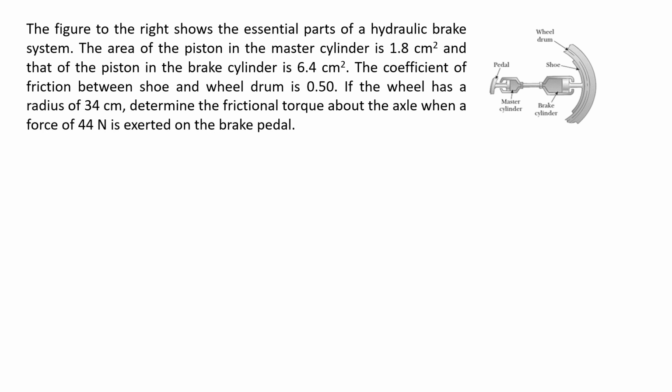The figure to the right shows the essential parts of a hydraulic brake system. The area of the piston in the master cylinder is 1.8 centimeters squared, and that of the piston in the brake cylinder is 6.4 centimeters squared. The coefficient of friction between the shoe and the wheel drum is 0.50. If the wheel has a radius of 34 centimeters, determine the frictional torque about the axle when the force of 44 Newtons is exerted on the brake pedal.